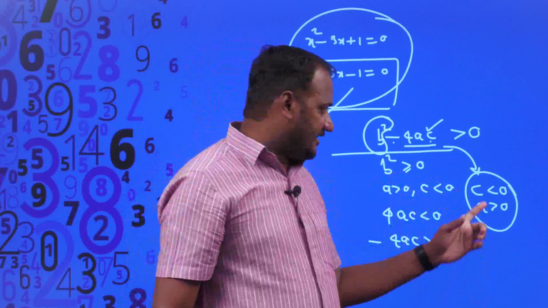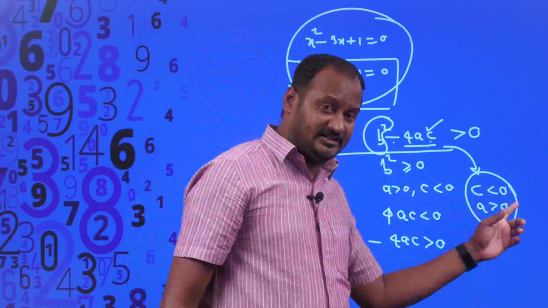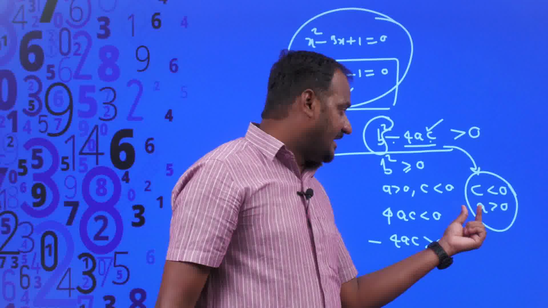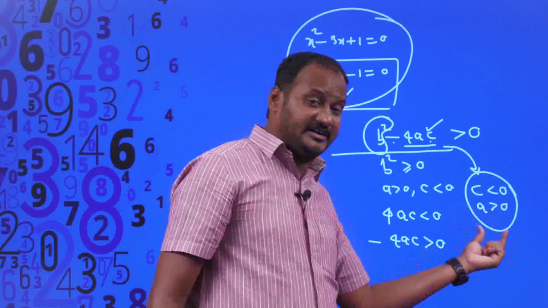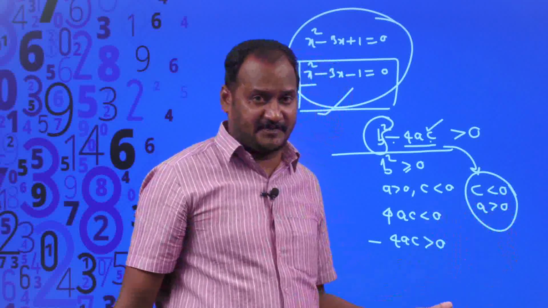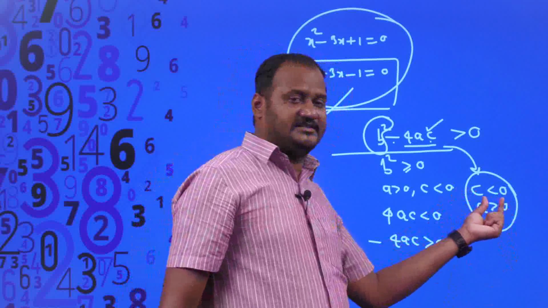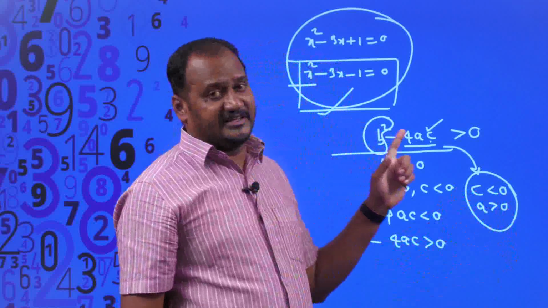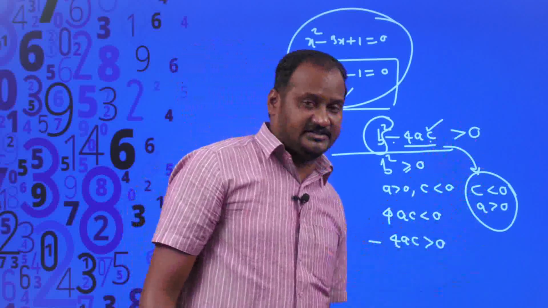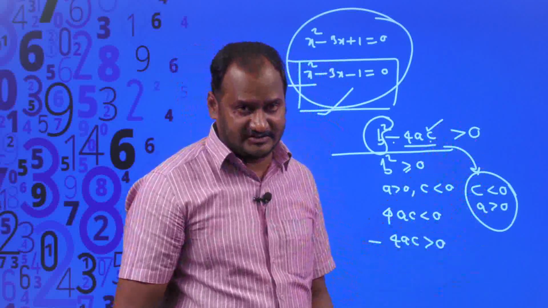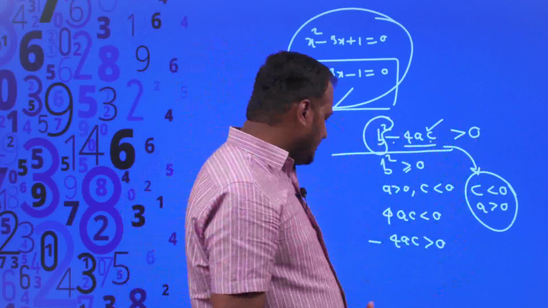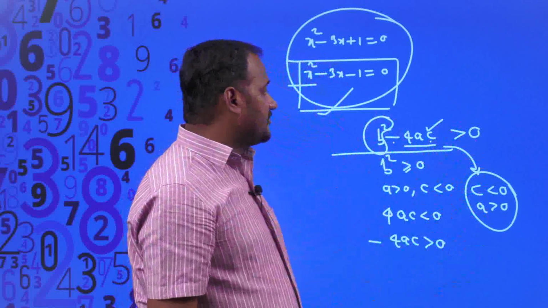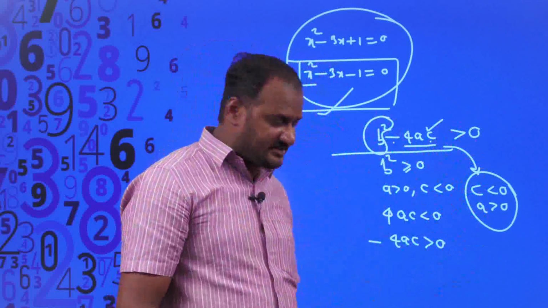Got my point? If c is negative as well as a is positive, under these two conditions only, not for every single quadratic equation, right? So if c is less than 0 as well as a is greater than 0, then every quadratic equation under these two conditions has only real roots, right? So this is about the nature of the roots of a quadratic equation, and we have some applications on this.